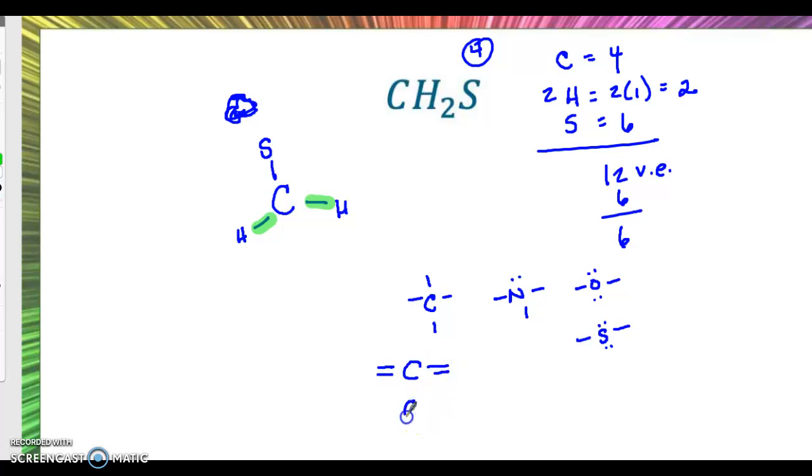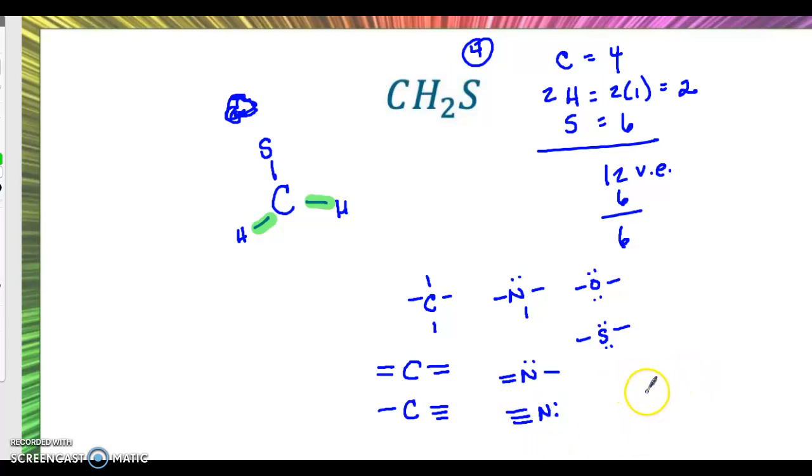It could be a single and a triple. Any iteration that gets us to 4 bonds is fine. Similarly, nitrogen can have 3 single bonds and a lone pair, or it can have a double bond and a single bond and a lone pair, or it can have a triple bond and a lone pair.